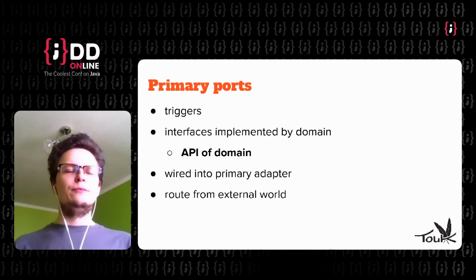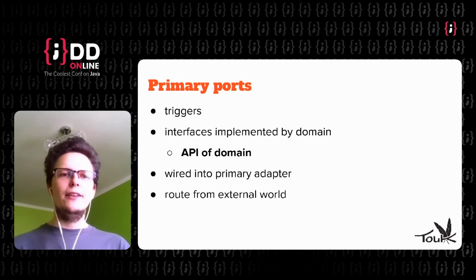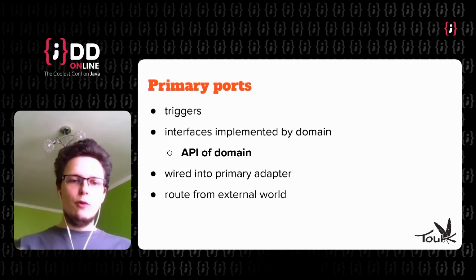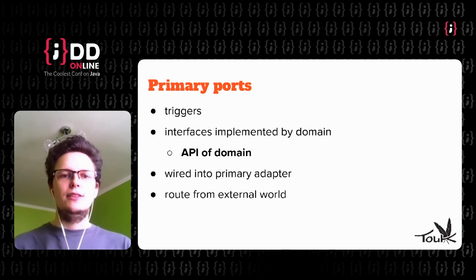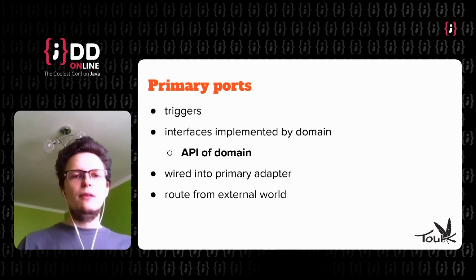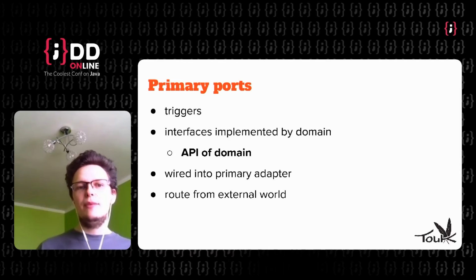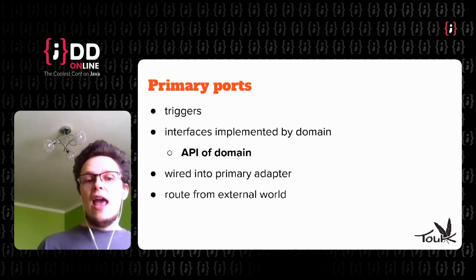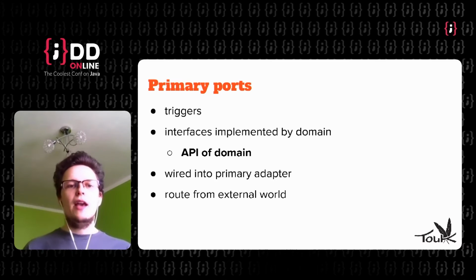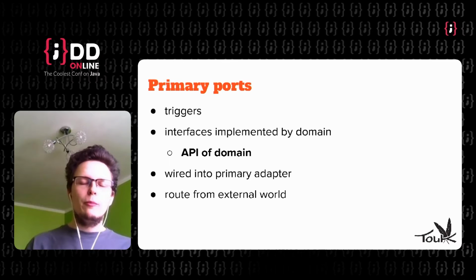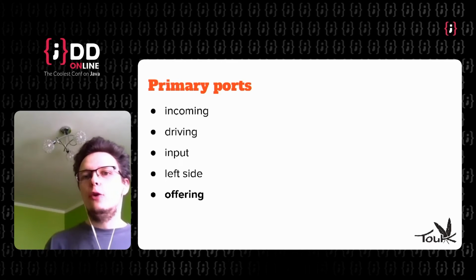As I said, ports are divided into primary and secondary. Primary ports are triggers in our application. They trigger some operation on our domain, for example, interfaces in the Java world implemented by our domain. So it's the API of our domain exposed to the external world. And we are wiring such an API in the primary adapters to perform some operation on our domain.